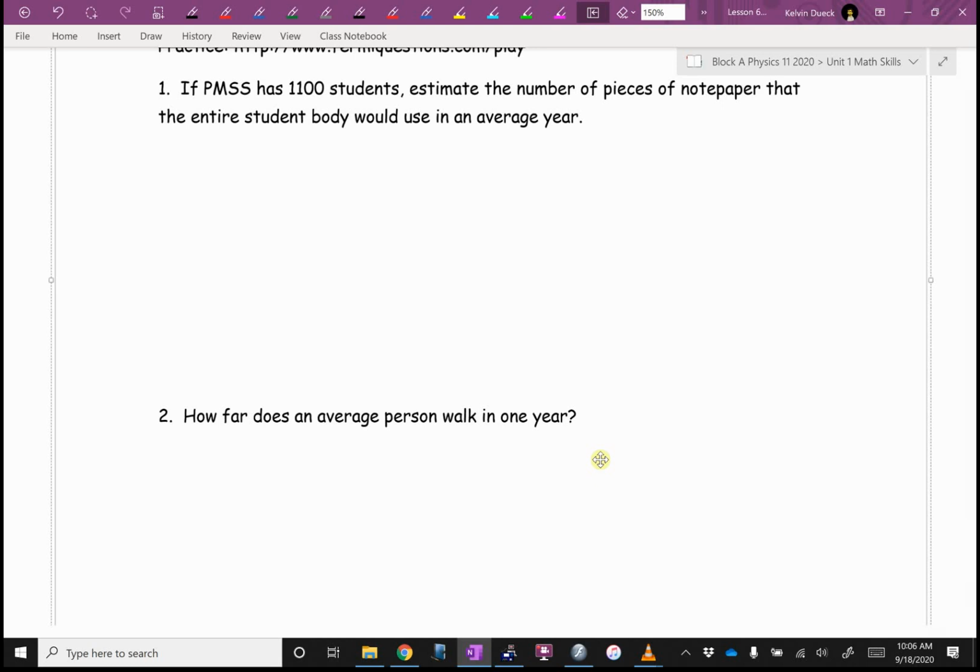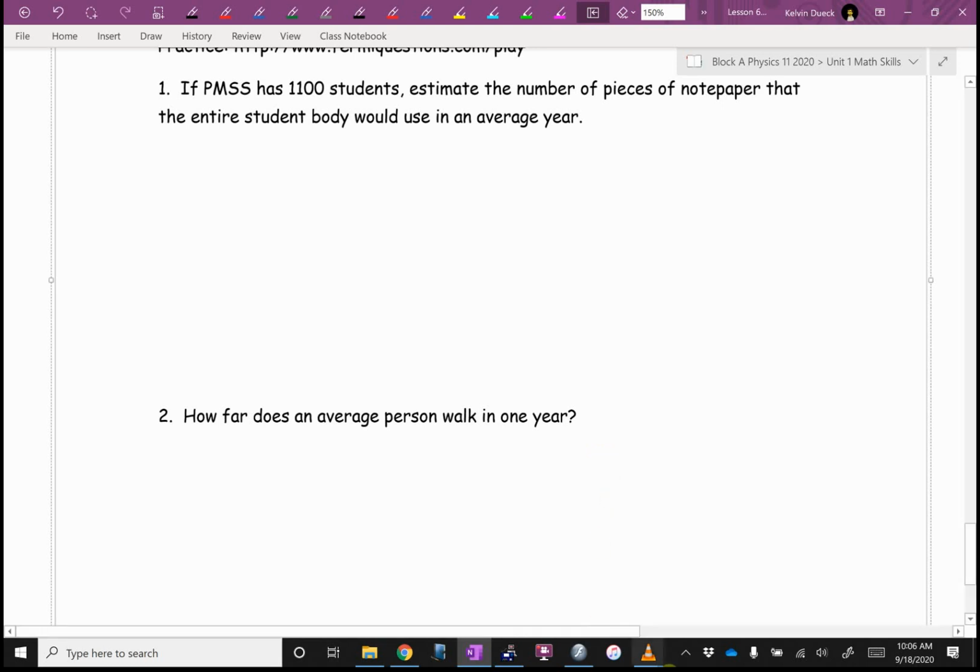I'll give you a hint. More than 10, probably less than 1 trillion. Somewhere in the middle. Question number 2. How far does an average person walk per year? Again, try and give me a convincing guess. I'm not collecting these.